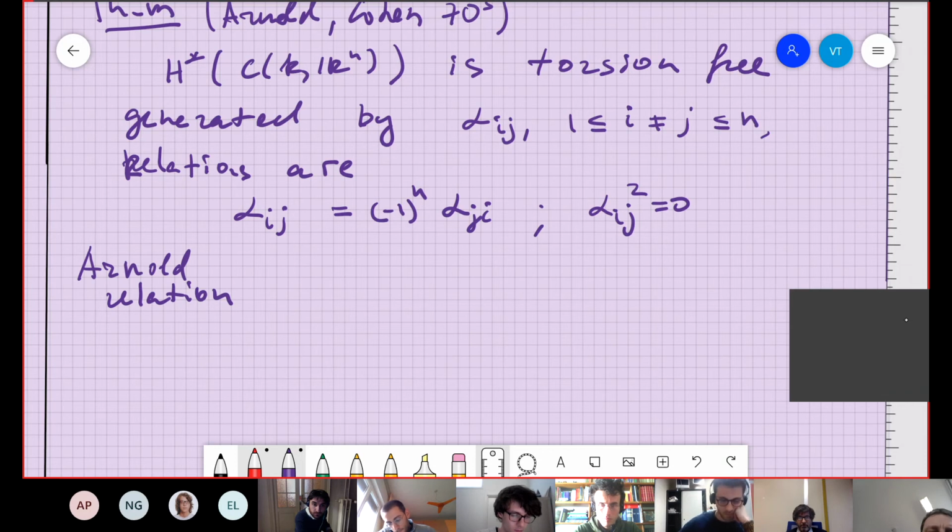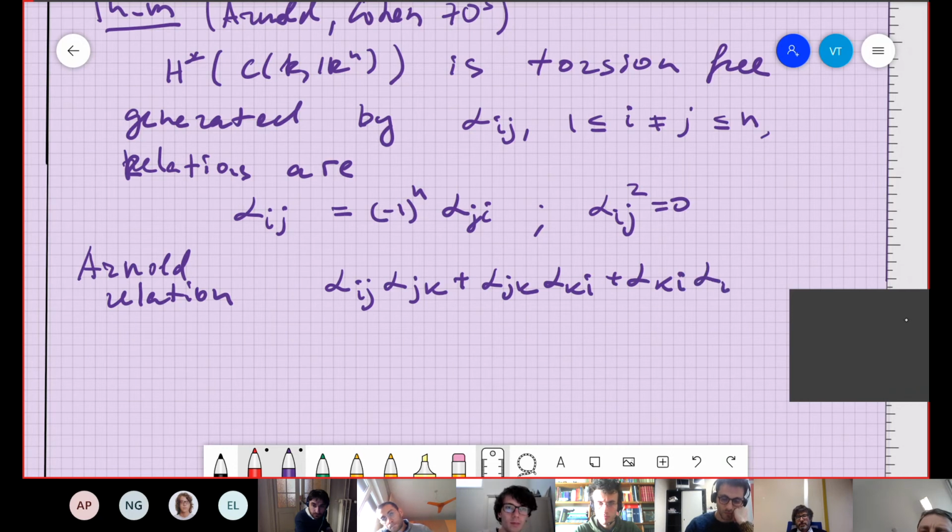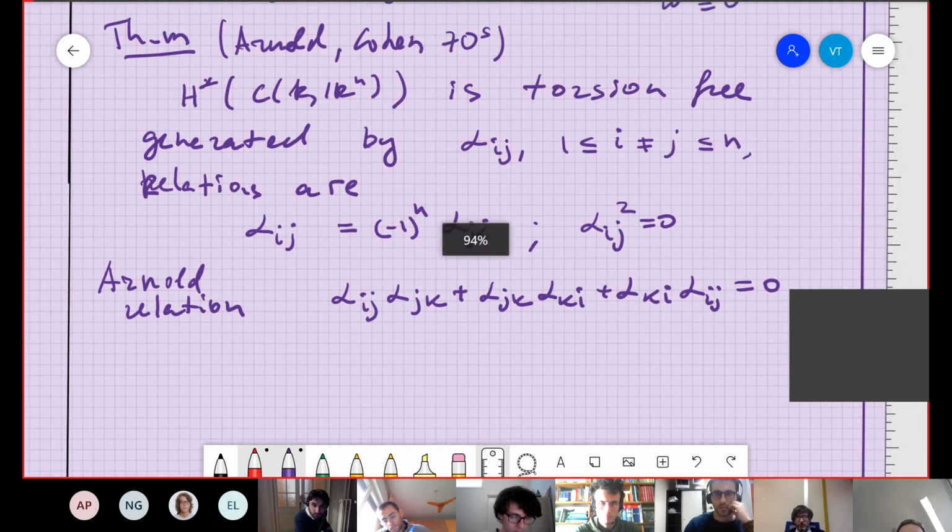So we have alpha ij, alpha jk, plus alpha jk, alpha ki, plus alpha ki, alpha ij is equal to 0. So this is the description of the cohomology algebra.